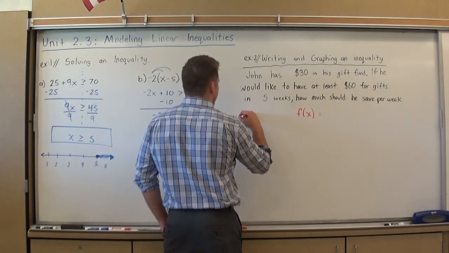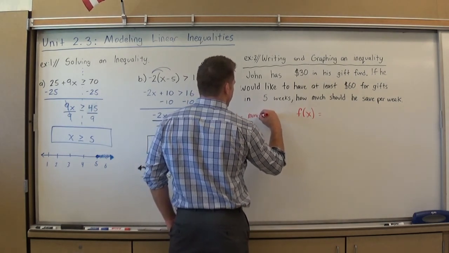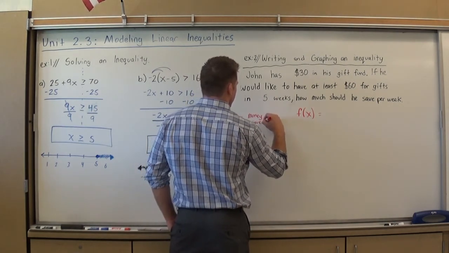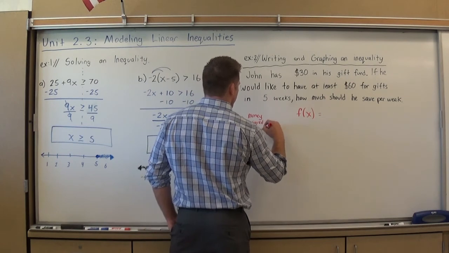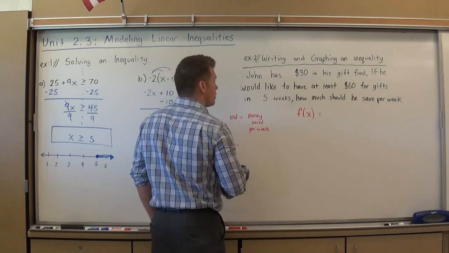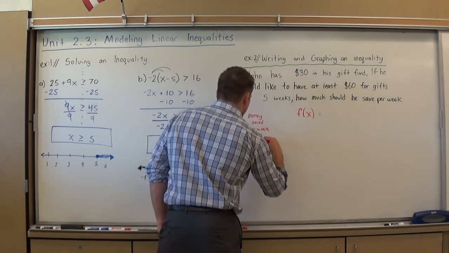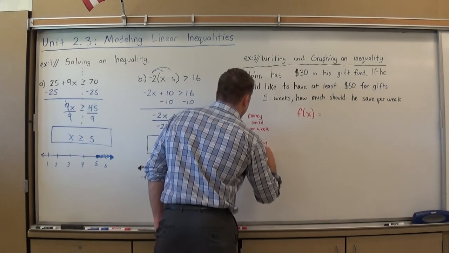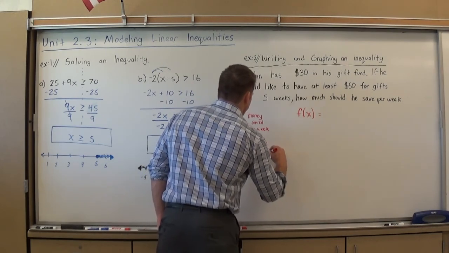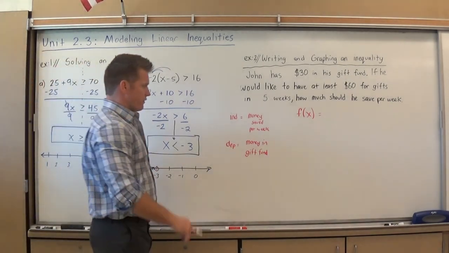I should go ahead and write that. My independent variable will be money saved per week. And my dependent variable will be the money in his gift fund. Because the money in his gift fund depends on the money he saves per week. I'm going to try to go ahead and write a function for this now.